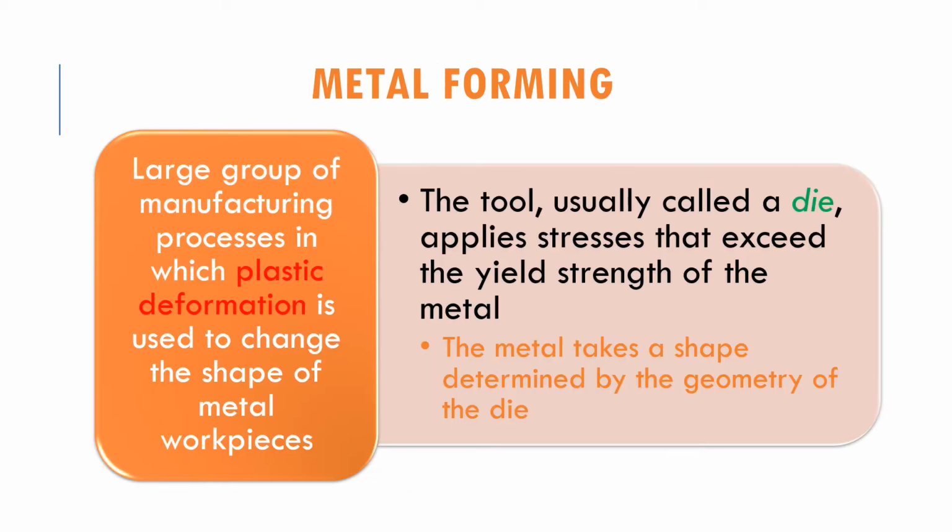Metal forming consists of a large group of manufacturing processes, but the process involves plastic deformation to change the shape of the metal workpiece. So usually a die is used as the tool to apply stress to change the shape of the work material. So this stress must exceed the yield strength of the metal in order to change its shape, and the metal will take the shape of the geometry of the die that has been designed.